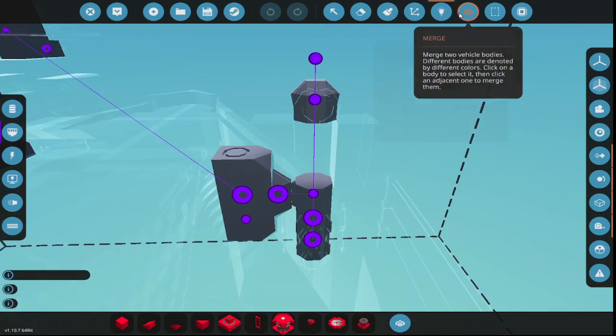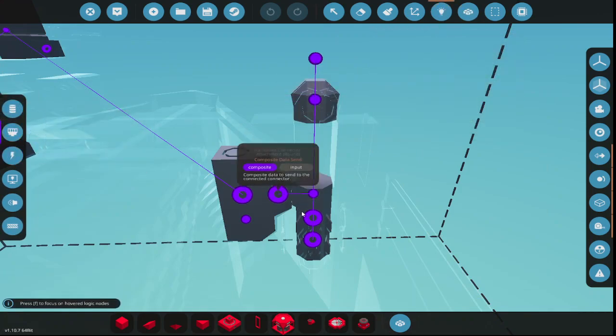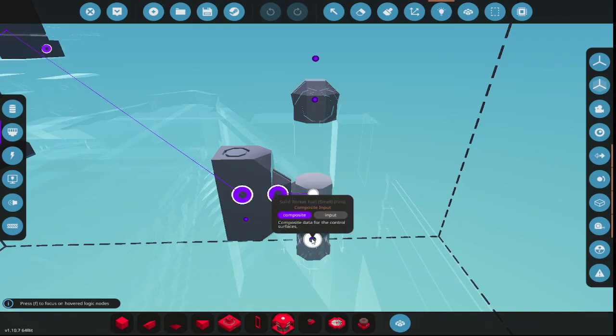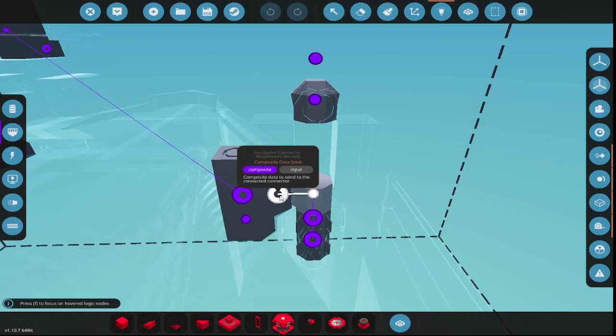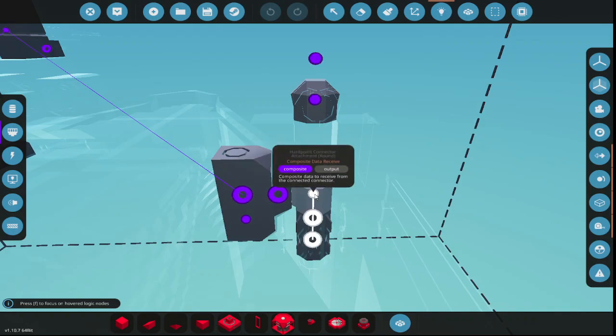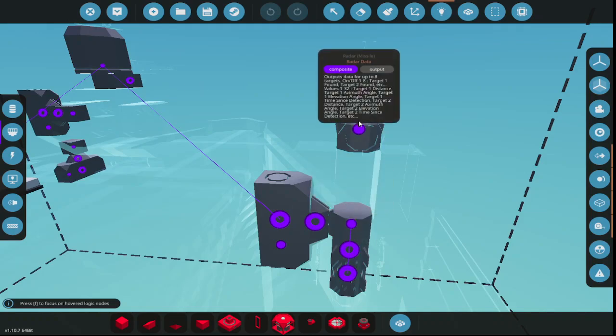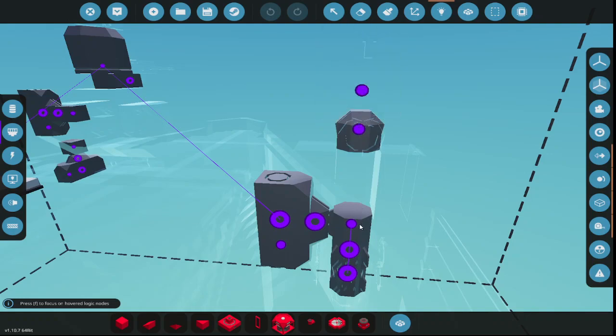Yeah, so we know about the hard point. What we don't know is the composite input, is that right? Composite data send to the connector, that's to send out. This is receiving it from the connected connector. Okay, and what information are we receiving? We are receiving the target information. So then what would we need this radar on the missile for?